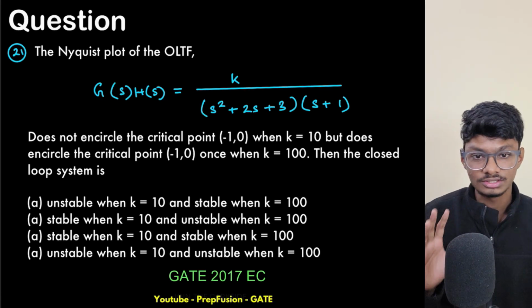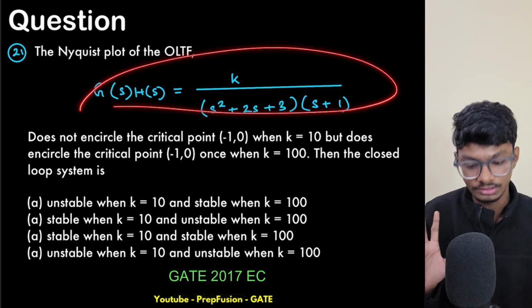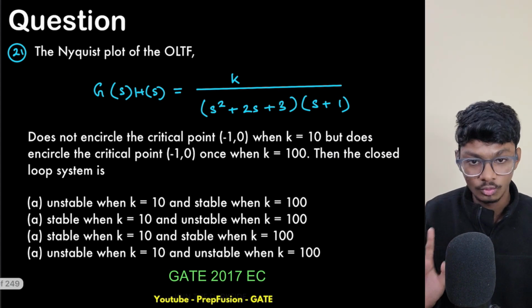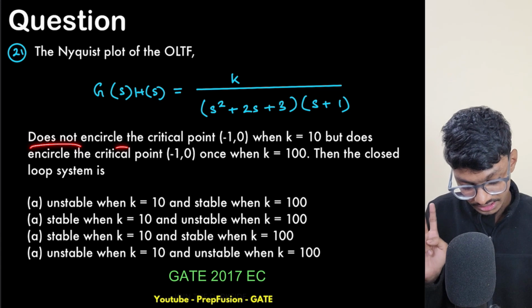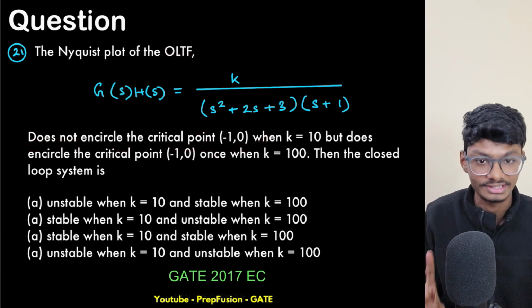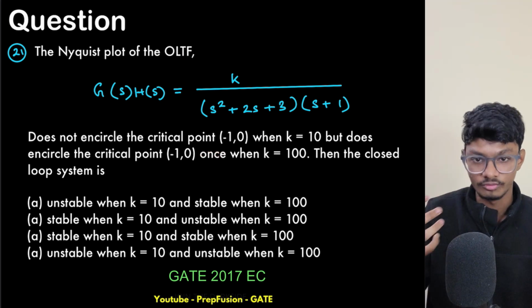So what is the next question telling us? The Nyquist plot of the OLTF is given, okay. Nyquist plot is not given, but it has told that it does not encircle the critical point minus 1, 0. The Nyquist plot of this OLTF does not encircle the critical point minus 1, 0, obviously of the G(s)H(s) plane.